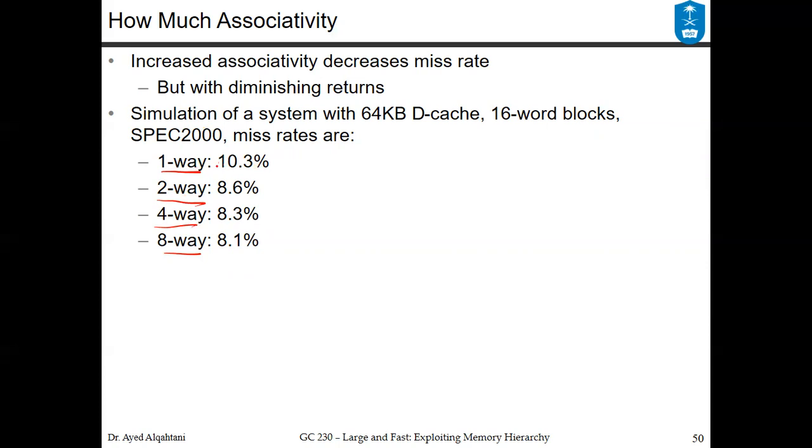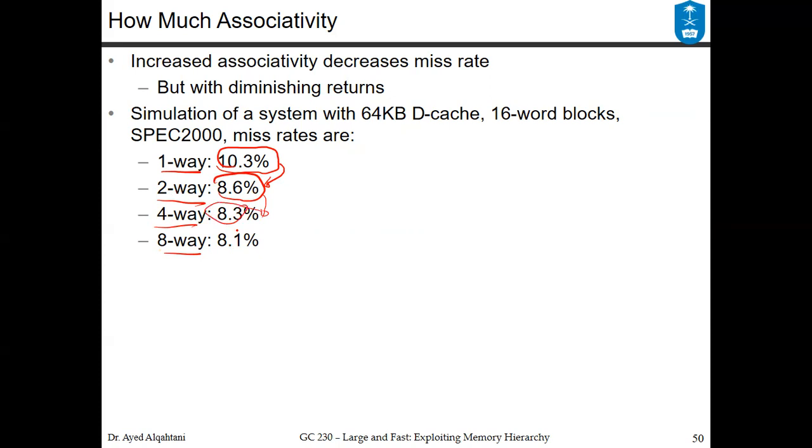For one-way, the miss rate was 10.3%. And then just by having two-way set associative, the miss rate was reduced to 8.6%. So that's kind of a big reduction compared to the subsequent reductions. So as you can see, moving to four-way, it was only 8.3%. So the reduction is a little bit low. And moving to eight-way, it's very low.